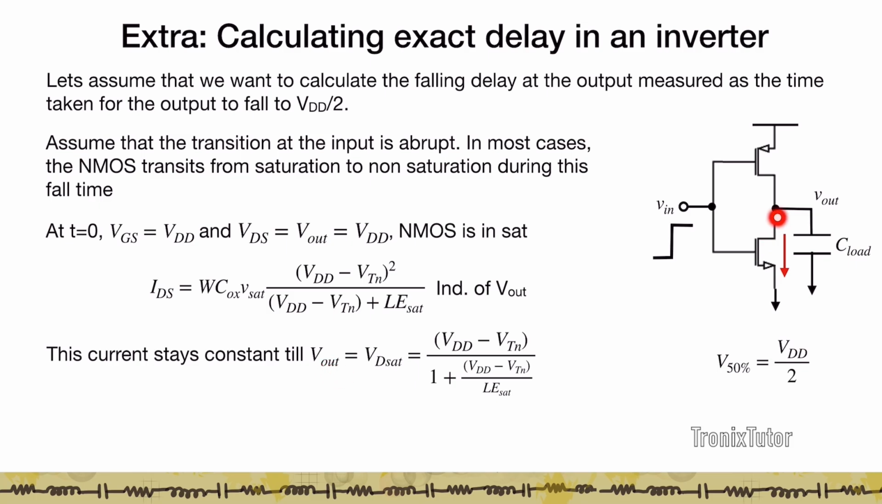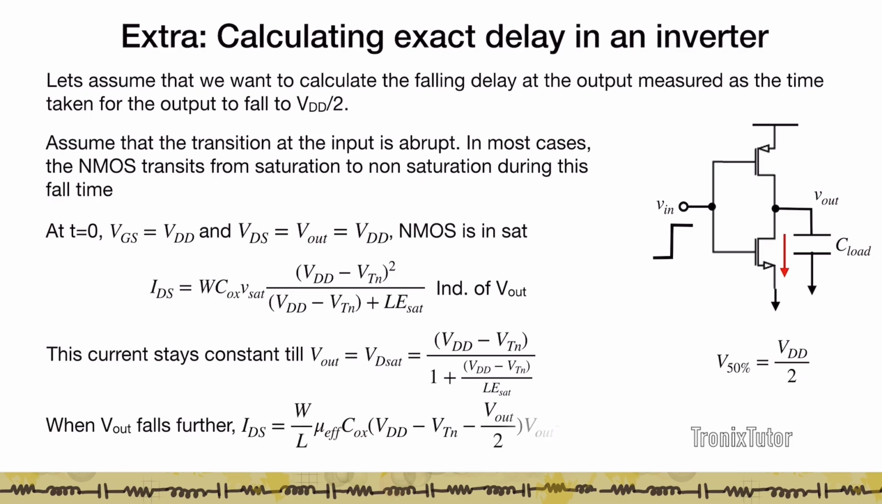And when does that happen? That happens when Vout falls below the VD sat, and the VD sat is given by this expression, which is VDD minus VTN tempered by the LE sat expression, right? Suppose we were using square law in this case, then I would have just written VD sat as VDD minus VTN. Now when Vout falls further, I find that the current in the transistor is no longer independent of Vout, but rather is dependent on Vout and is given by this expression, which is the expression for the current in a transistor that is velocity saturated in the triode region.